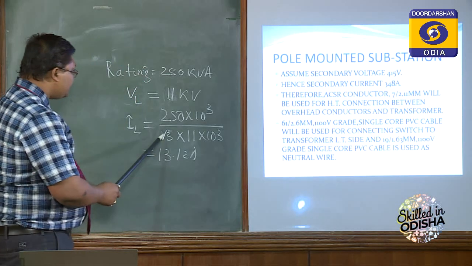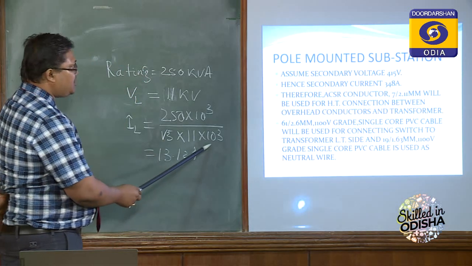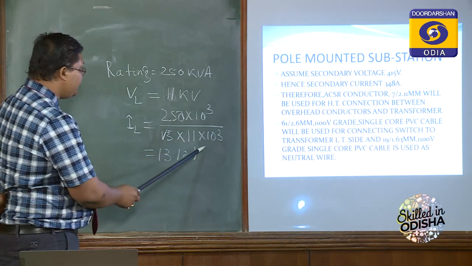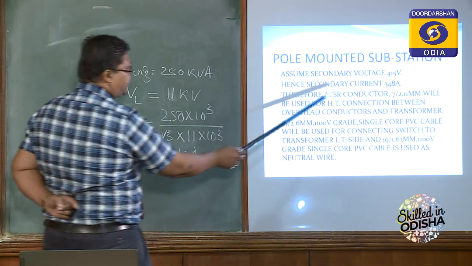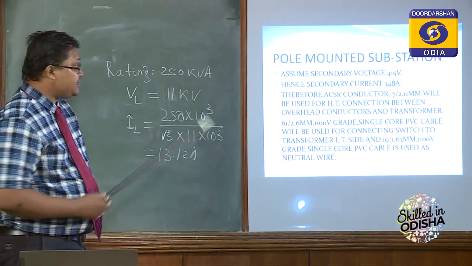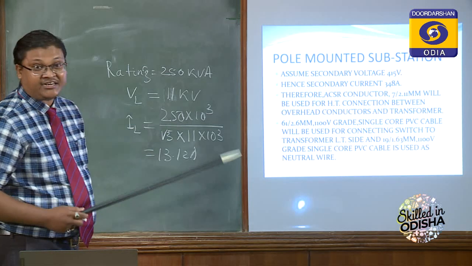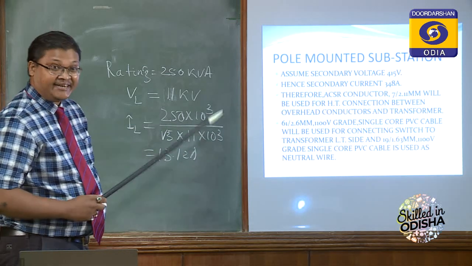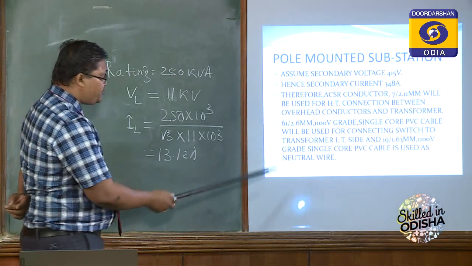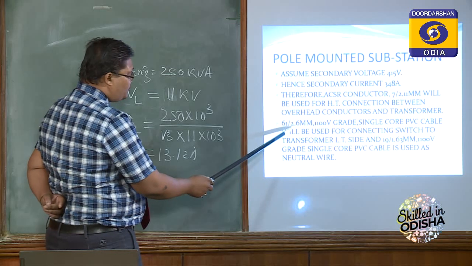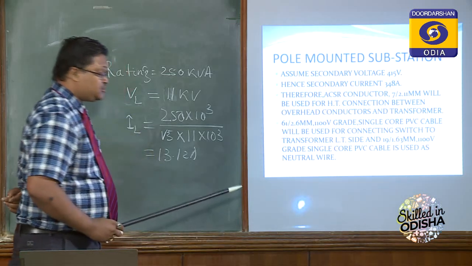So here in place of 11 kV, if we put 415 volt, then the secondary current will come to 348 ampere. It is more than the previous current. In the LT side the current will be more, in the HT side the current will be less. More current means the conductor requirement is 61 by 2.6 mm.